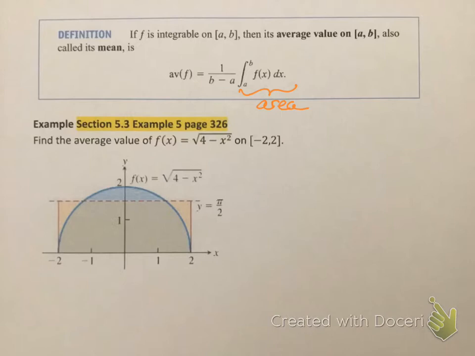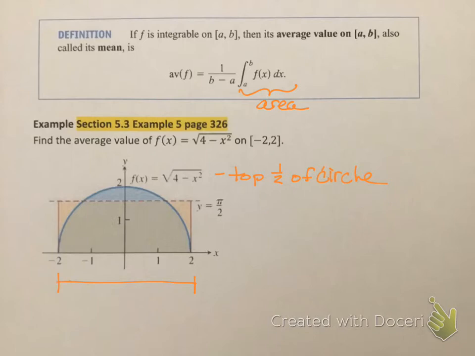So this is the first problem that we are looking at. It's an example in your textbook, and it says to find the average value of f of x, which equals the square root of 4 minus x squared, which is the top half of a semicircle. Well, top half of a circle. And we are looking at the interval from -2 to 2.